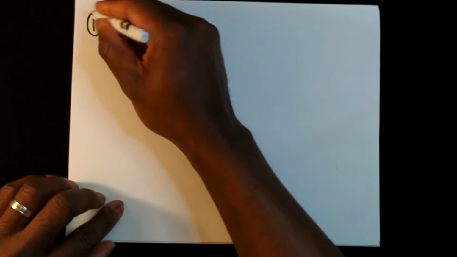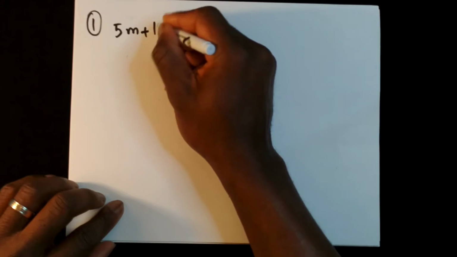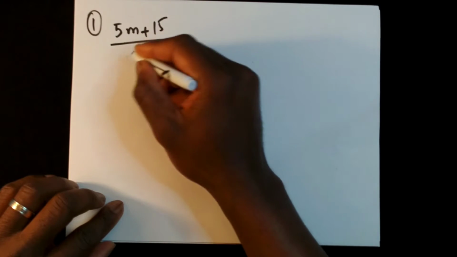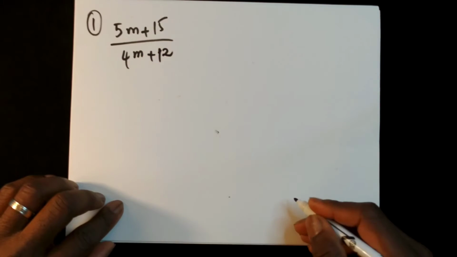Today we're going to be talking about rational expressions. To start, we have (5m + 15) over (4m + 12).